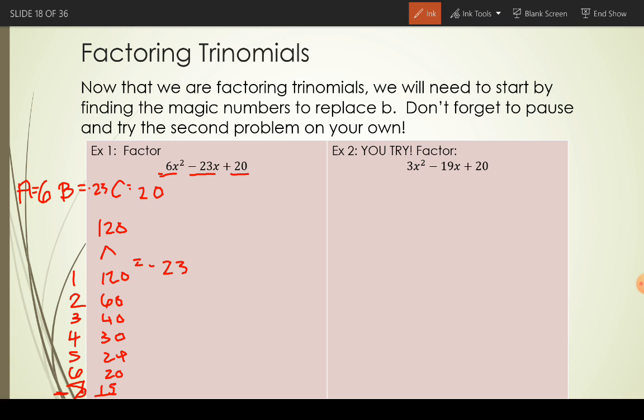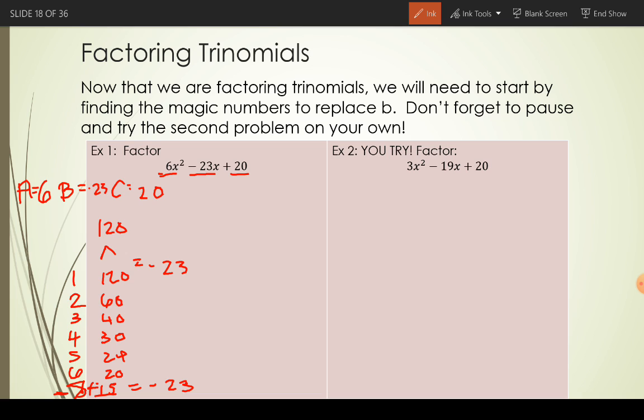So what happens if I add a negative to both? So I have negative 8 plus a negative 15. Okay, when I do that, I not only get negative 8 times negative 15 is positive 120, but also when I add them, I also get negative 23.